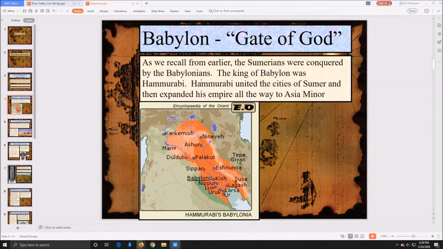So we're going to write down for number one, Hammurabi united the cities of Sumer. Sumer just means that Sumerian civilization that we just talked about. We talked about before how the Sumerian civilization was the first civilization in the area. Babylon eventually conquers all the other cities of the Sumerian civilization and controls all of them. So once again, for number one, write down Hammurabi united the cities of Sumer.